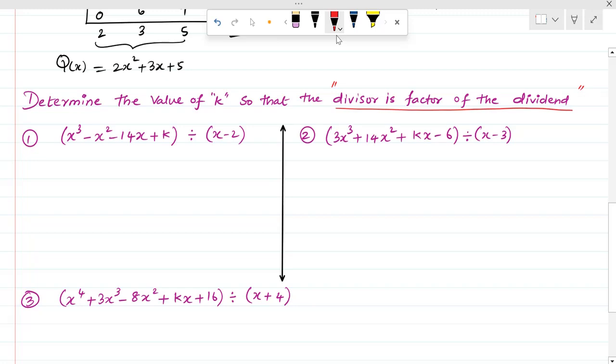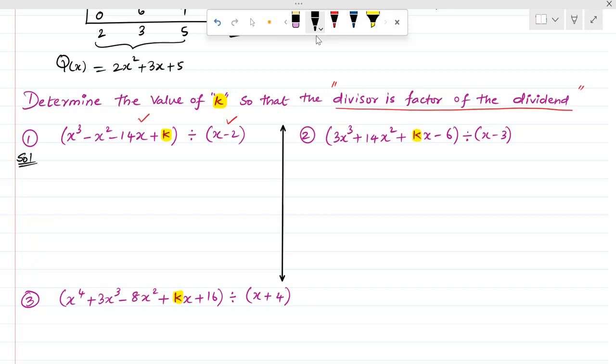So it is given clearly that this is a factor of this one. I know that if it is a factor, the remainder must be 0. My aim is to find the value of k. Here the k is in the constant position, and in the next term the k is in the coefficient of x. So how will you find the value of k? By using the given information.